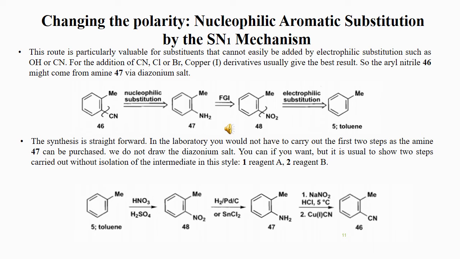SN1 reactions are unimolecular, and these are two-step reactions. In the first step the leaving group departs, and in the second the attacking nucleophile attacks. In SN2, both the attacking nucleophile and the leaving group would have to be added to the aromatic ring simultaneously. The SN2 mechanism is not operating here. These are nucleophiles, so they will not be able to add. There is only the SN1 mechanism.